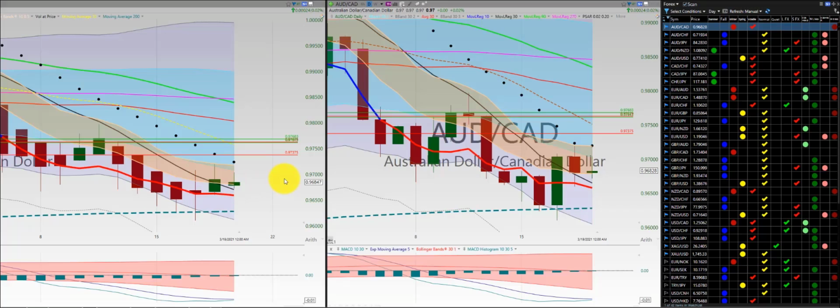Hello, this is the Forex Week in Review on the 19th of March at 4 p.m. Central Time. And I'm going to go ahead and start with the Aussie dollar, Canadian dollar. As you can see here, it was a pretty choppy week. We're close to the 200 moving day average.